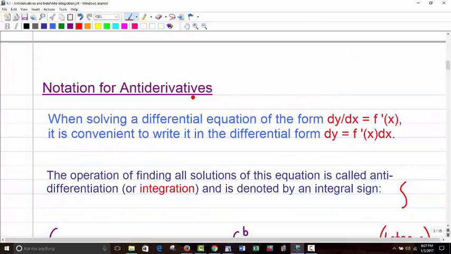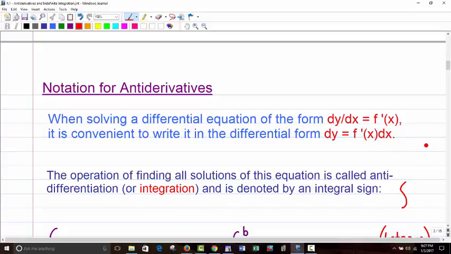Now we're going to bring in the concept of differential notation discussed in the previous chapter. If you take dy dx equals f prime of x, we're going to write this in differential form, dy equals f prime dx. So we're going to see a lot of this, especially the dx on the right side, which is going to be the most obvious thing.